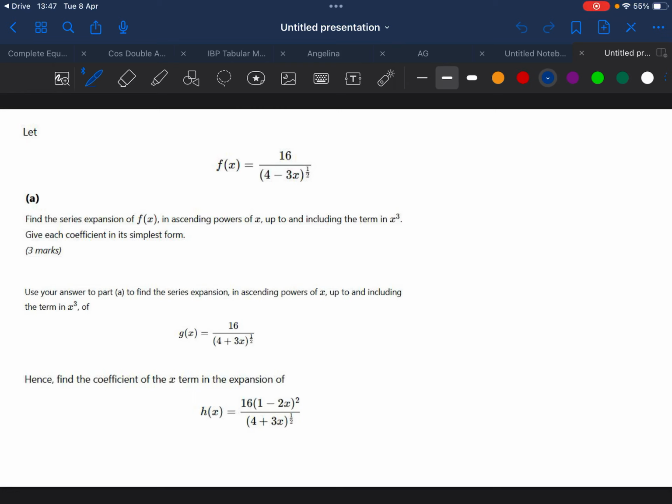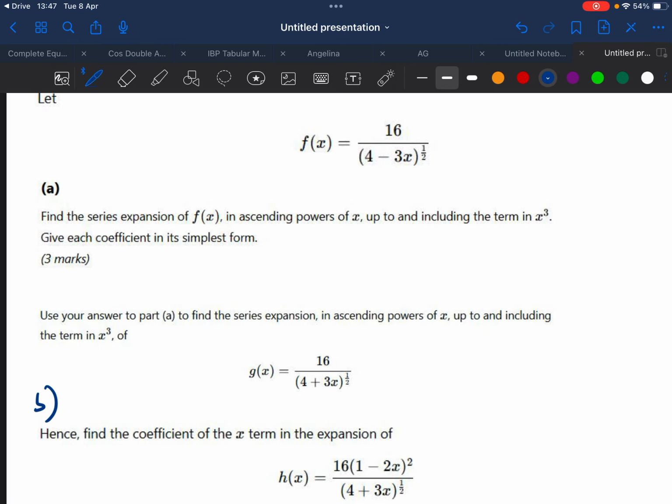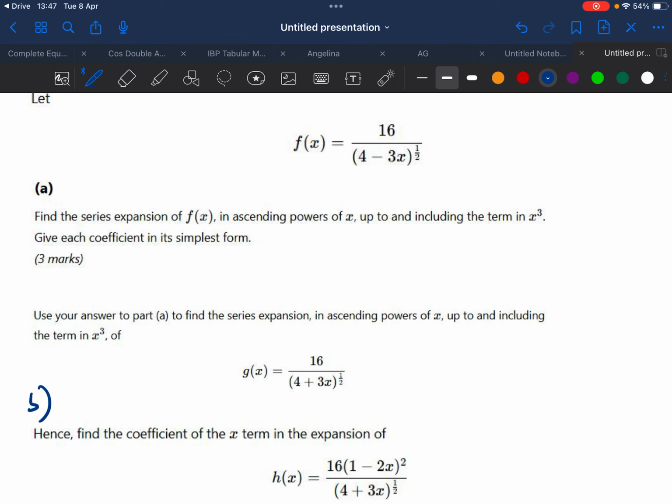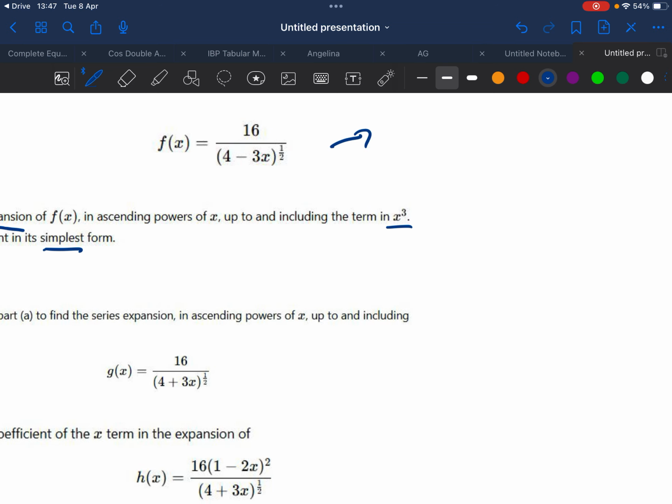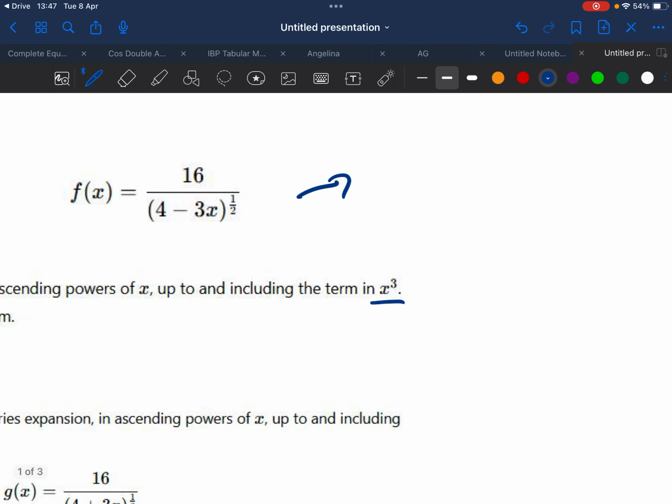Okay, so we're going to look at the exam technique that follows a common type of question with a part A and a part B, as follows. To start with, we've got some kind of expansion, up to and including x cubed, in simplest form. This is pretty standard. So just to give you a rough idea, what you would do is you would rewrite it first.